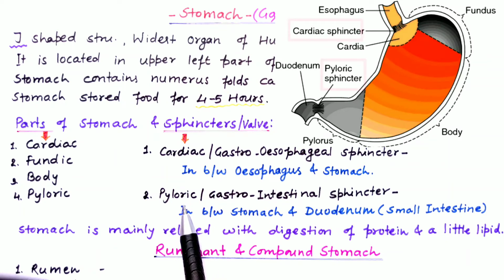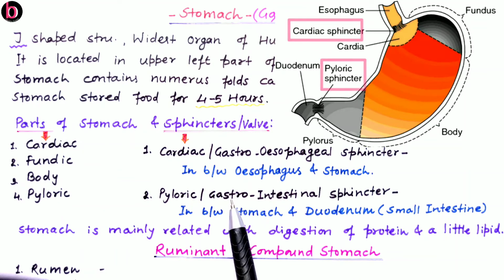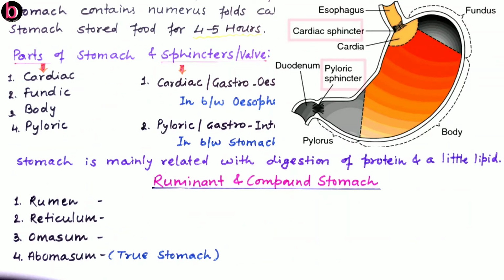The second one is the pyloric or gastrointestinal sphincter. You can again see this clearly in the diagram, and it is in between the stomach, that is gastro, and the duodenum, the first part of the small intestine. This allows entry of food from the stomach to the intestine, and this sphincter is developed from the very start, the birth of a particular human body. Now what is the role of the stomach?